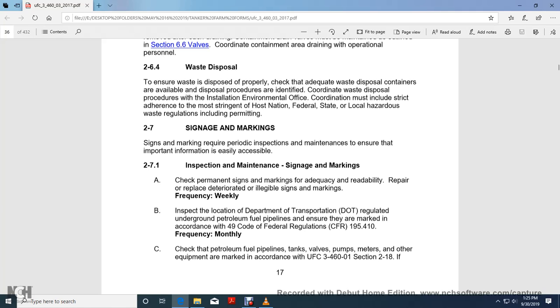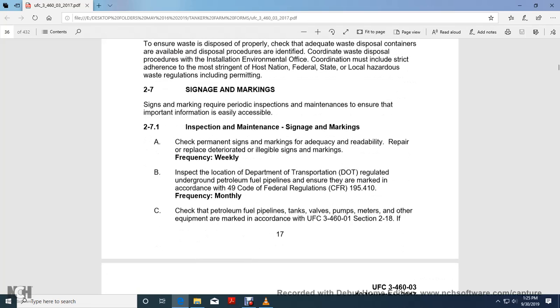2.7 Signage and markings. Signage and markings require periodic inspection to ensure important information is easily accessible. 2.7.1 Inspection and maintenance of signage and markings. Check permanent signs and markings for adequacy and readability, and repair or replace deteriorated or illegible signs and markings. Frequency: weekly.